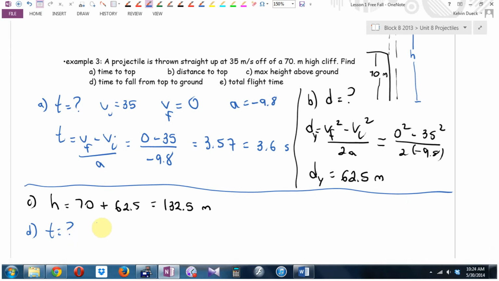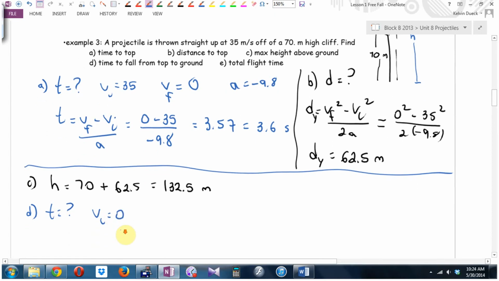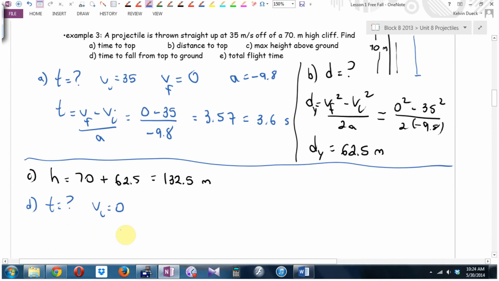My V initial is going to be 0. What else do I know? Acceleration is negative 9.8. That's not enough. What else do I know? Height's not one of my variables. Oh, a distance?